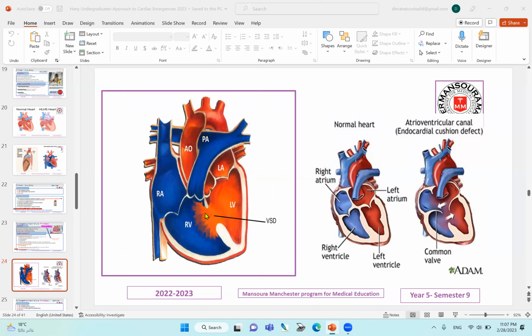As you see, this is a VSD between the left ventricle and right ventricle, and due to the high left ventricular pressure, the blood passes from the left ventricle to the right ventricle. In the atrioventricular canal defect, which happens mostly in Down syndrome, there is an absent endocardial cushion, resulting in a large perimembranous VSD, a large primum ASD, and absent endocardial cushion and septal leaflets. So there is only one common leaflet covering the atrioventricular canal with severe regurgitation.